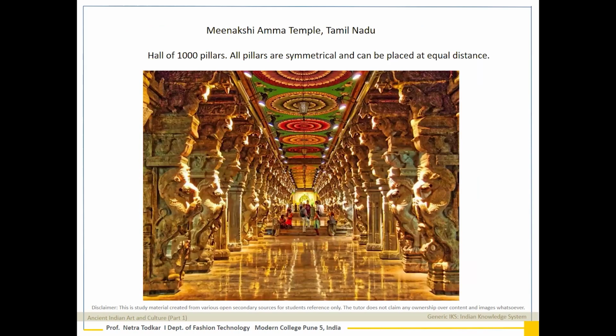There's another hall which is named the Thousand Pillars Hall. All the pillars are symmetrical and are placed at equal distance from each other.